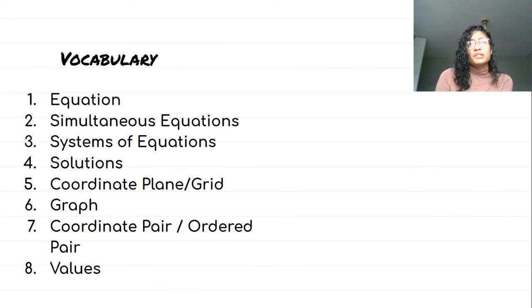So our vocabulary for today, and you'll be seeing this a lot. I really want to just review so that you are aware of what we're working with. You're going to hear me say equation, simultaneous equations, systems of equations, solutions, coordinate plane, or coordinate grid. I might use it differently, but they're the same thing. Graph, coordinate point, ordered pair, which is the same thing. So I'll use one or the other, but I just want to put it out there so that you're familiar.